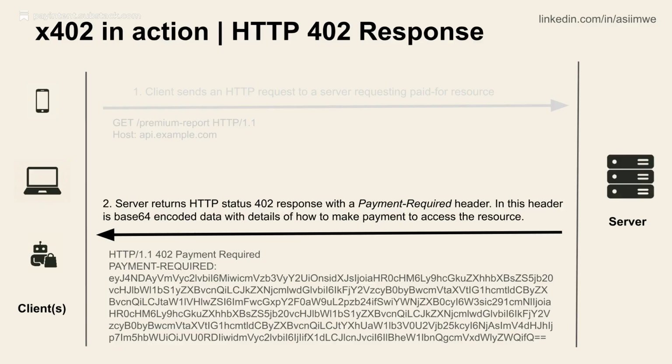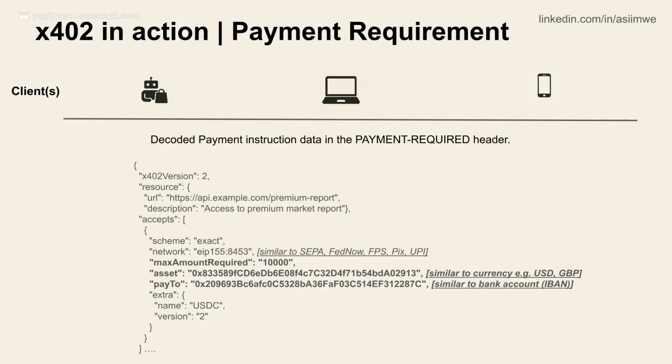This header is metadata defined by the x402 protocol. It contains encoded data with instructions for making the necessary payment. The client decodes this header data, revealing the payment instructions, which include the required amount, the accepted payment methods, and the recipient's payment details. As of this video, the latest x402 release supports stablecoin payment methods, as you can see from the decoded payment detail in this example.